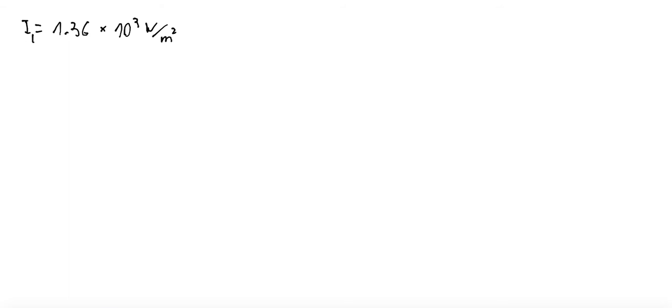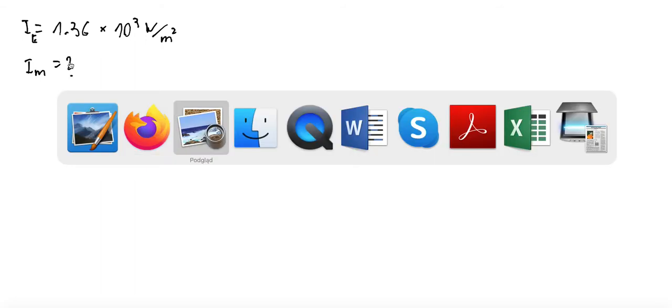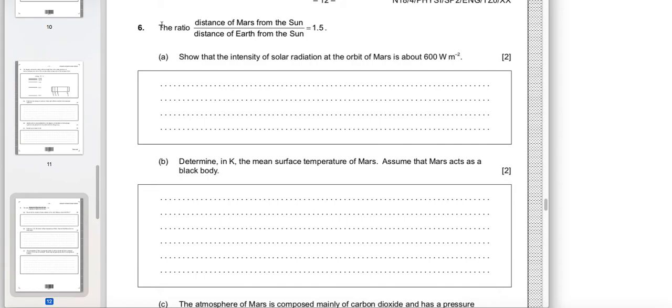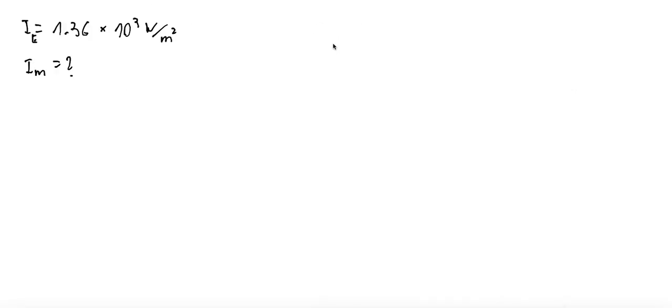Okay, we have to find the same for Mars. We know that the distance of Mars to the Sun divided by the distance of Earth to the Sun is 1.5. So this is our data. Mars is 1.5 times further.